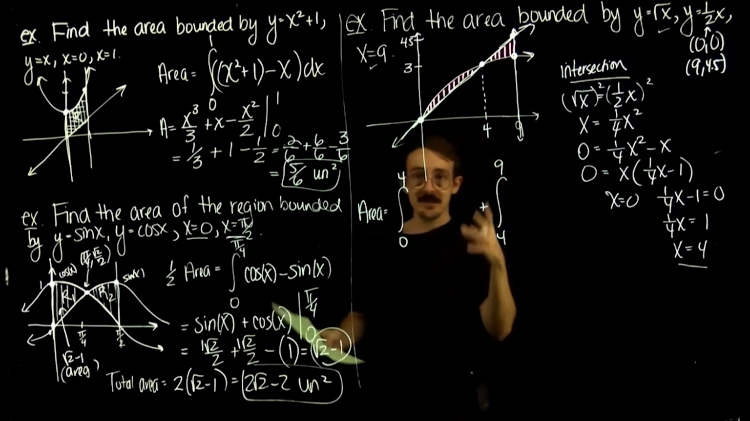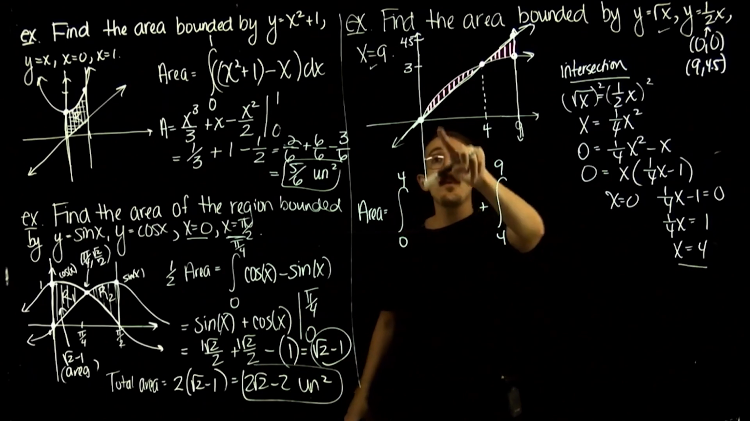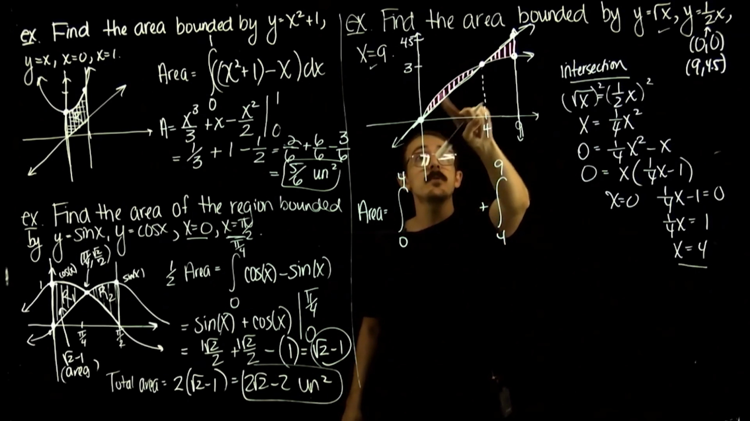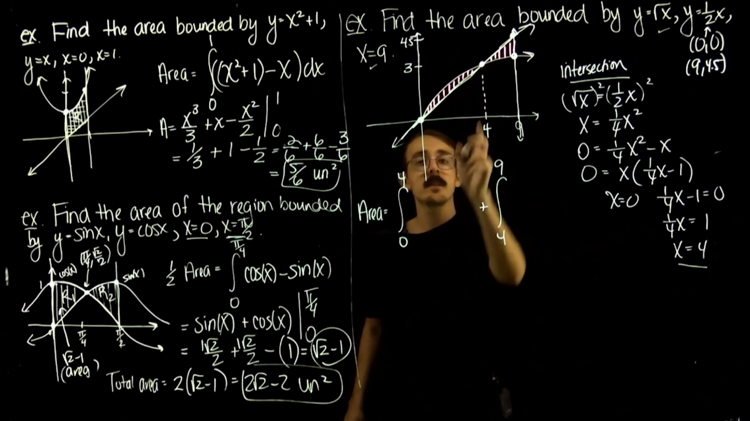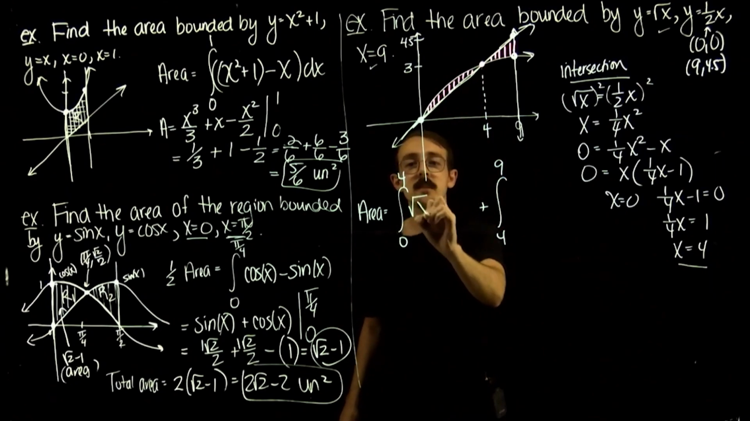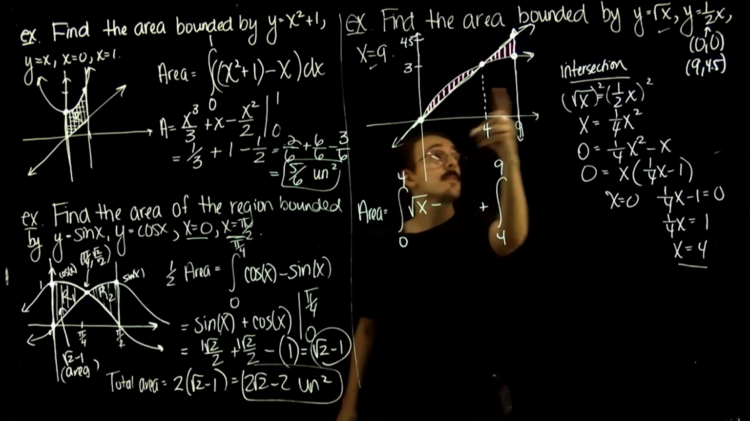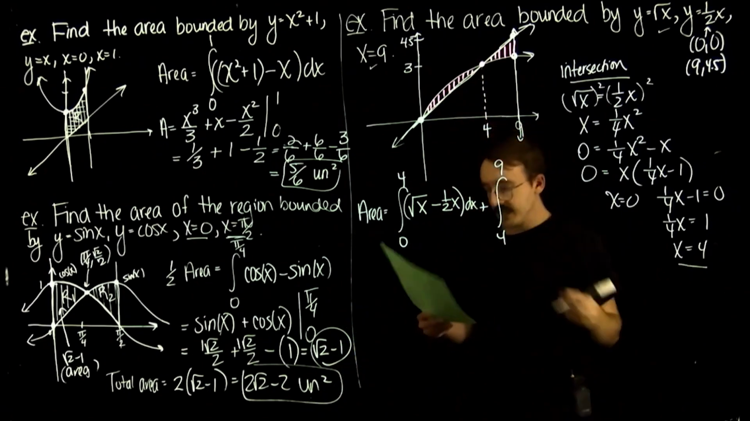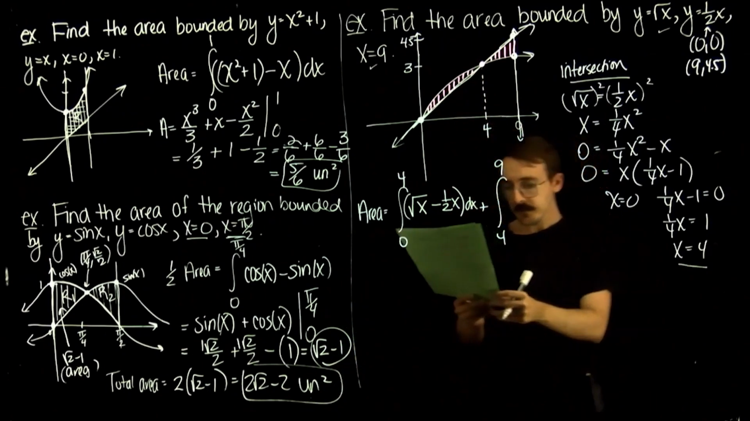OK, so let's just set this up for you. Which function is above in the first piece? It's the root function. The root function is the one that's on top here. So this is root x, and then minus the lower function, which is 1/2 x dx. So this gets us the first piece of area that we need.